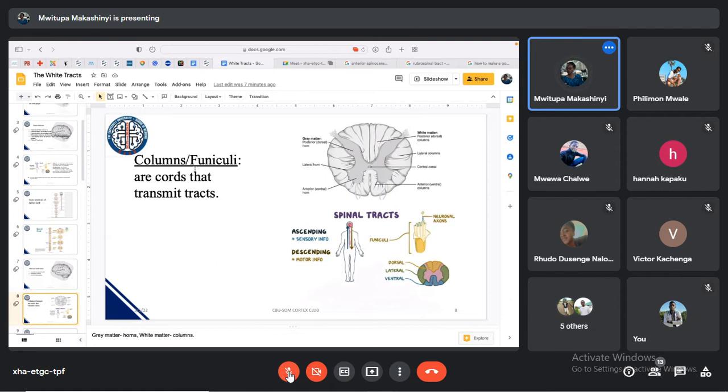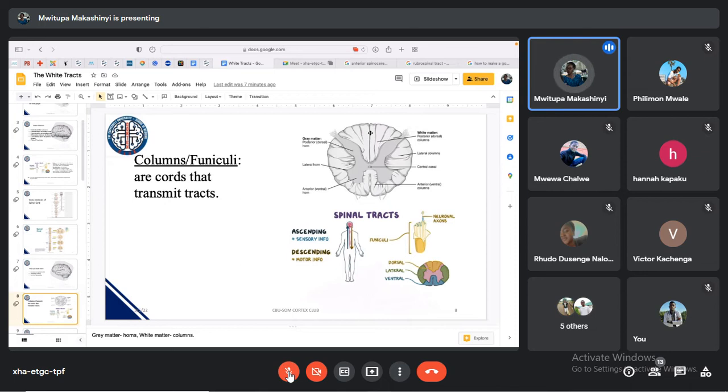Right. And then something else I thought it would be important to define is a column or a funiculi. Basically, same thing. A funiculi is Latin for a cord. So columns or funiculi are cords that transmit the tracts. And why is that important for us to know? So if you saw this diagram, I put it earlier, but it's reappeared because of this funiculi.